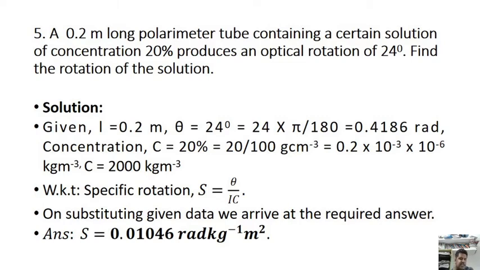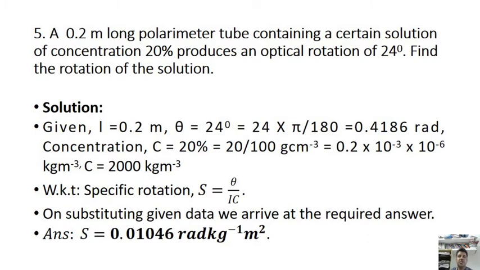Next, concentration C is equal to 20%. Changing it to kilograms, 20 by 100 g per cm cube, that is 0.2 by 10 to the power of minus 3 by 10 to the power of minus 6. So then C is equal to 2000 kg per meter cube.